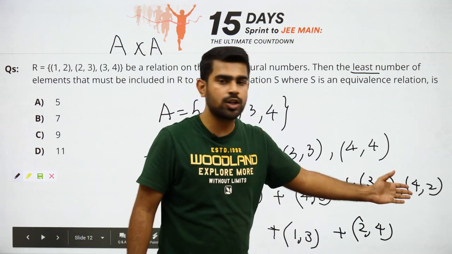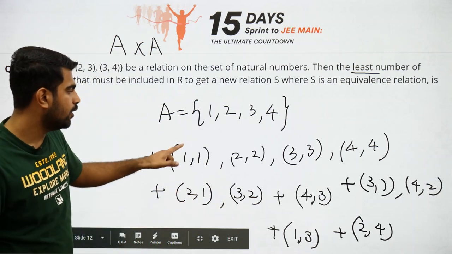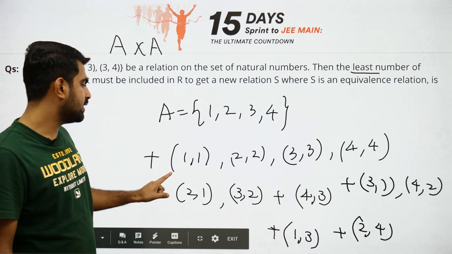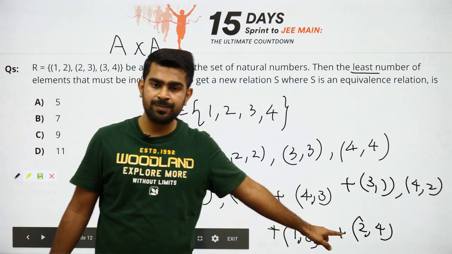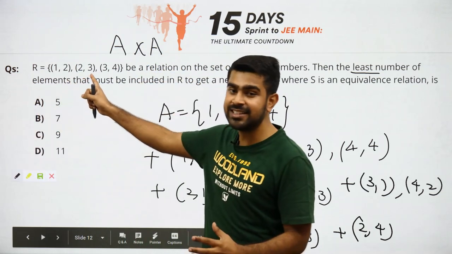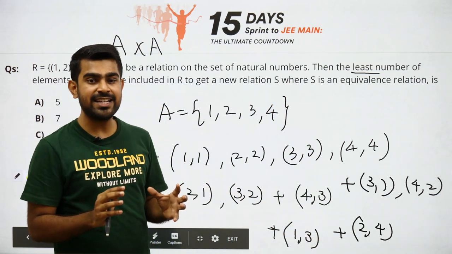I add 4 comma 2. That's it. Perfect. So how many elements have I added totally? 1, 2, 3, 4, 5, 6, 7, 8, 9, 10 and 11. So I have added 11 elements more to my relation given here to make it an equivalence relation.